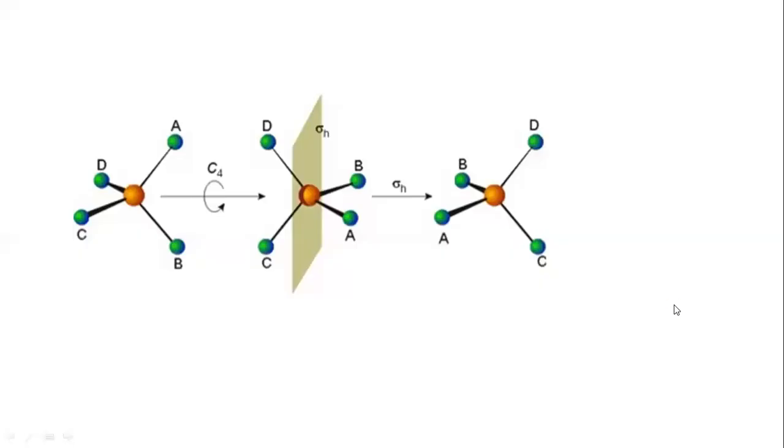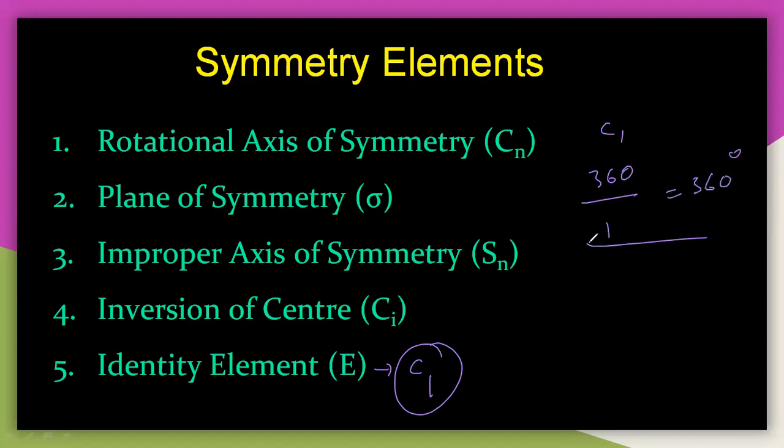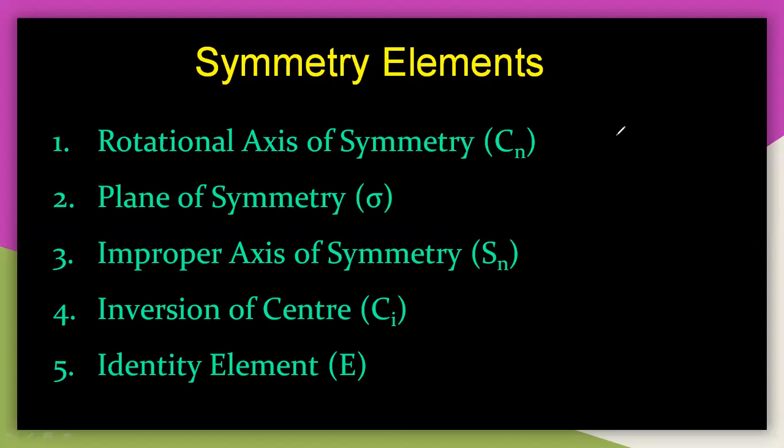And the next one is the identity element. The identity element is nothing but doing nothing. This is also called C1 notation, because C1 is nothing but 360 by 1. So you will get 360 degrees. Let us take a molecule like this, a water molecule. If you rotate it with 360 degrees, you will get exactly the same.